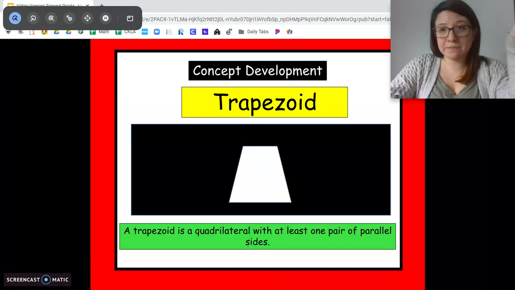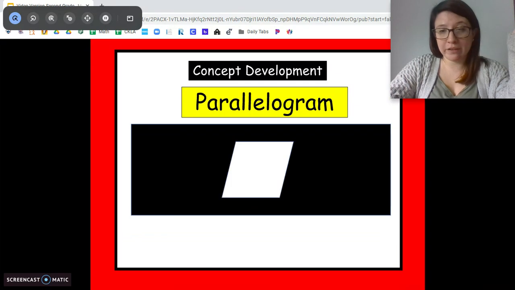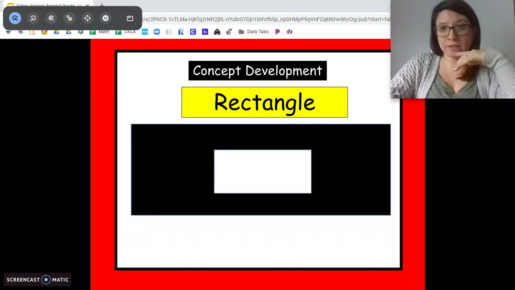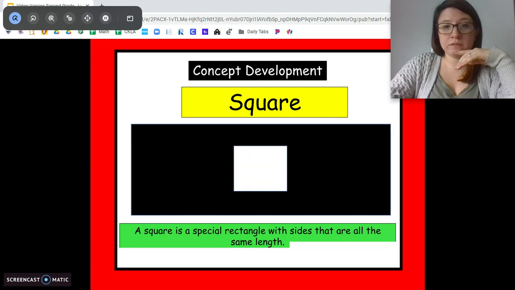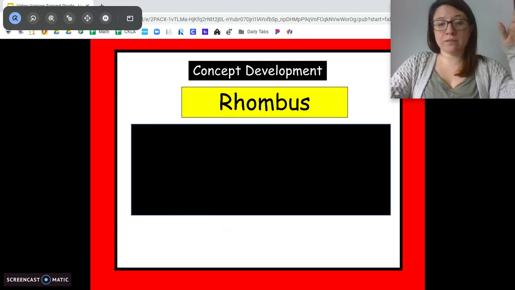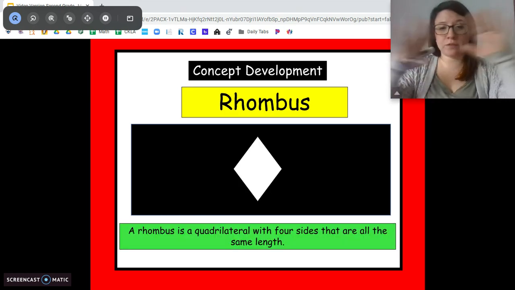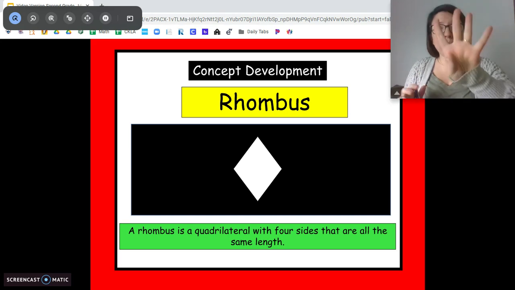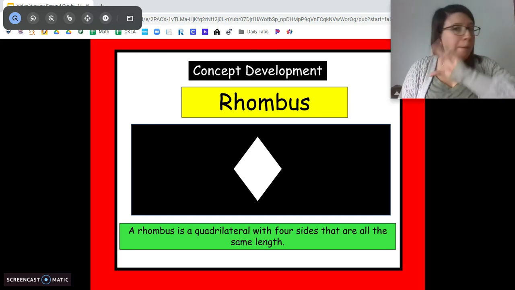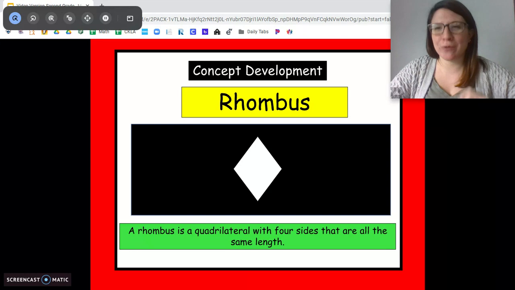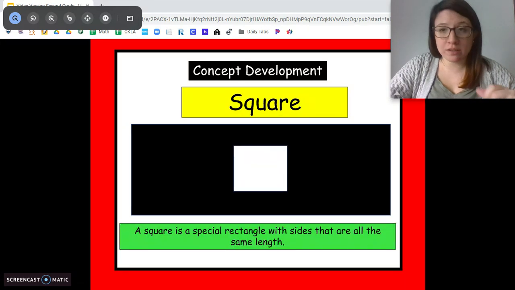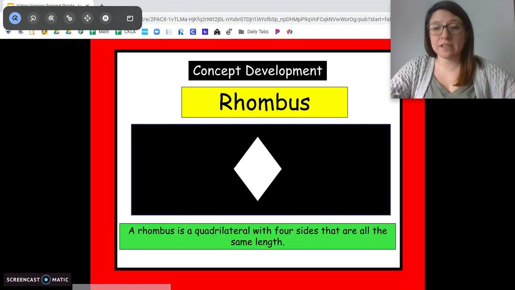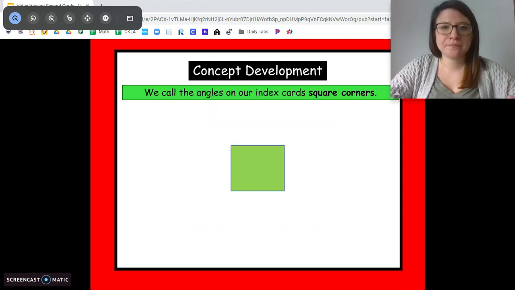We have trapezoids, parallelograms, rectangles, squares, all quadrilaterals, and a rhombus. Last one. A rhombus has 4 sides that are all the same length, but no square corners. So a square has all sides the same length and square corners. A rhombus has 4 sides, same length, no square corners.